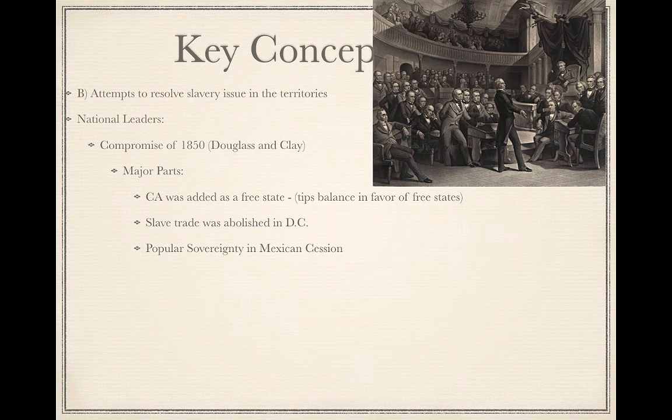We have popular sovereignty in the Mexican Cession, which allowed people living there to vote whether or not the territory should be free or slave. And we also have the passage of a more strict fugitive slave law. This is the most controversial part of the Compromise of 1850.